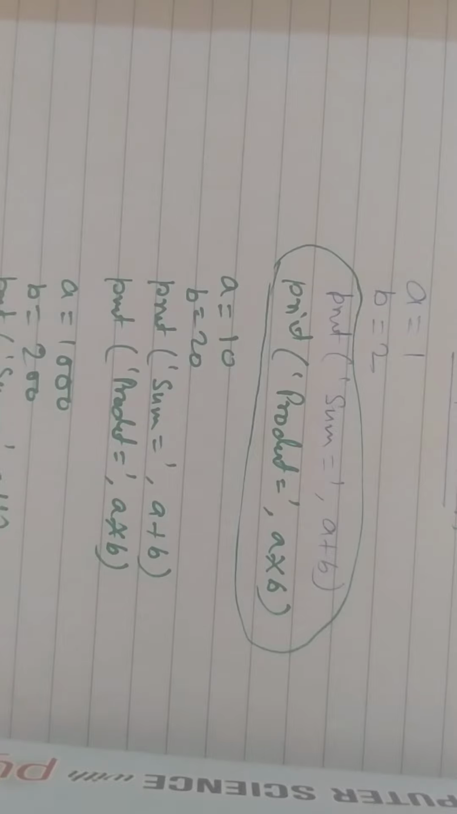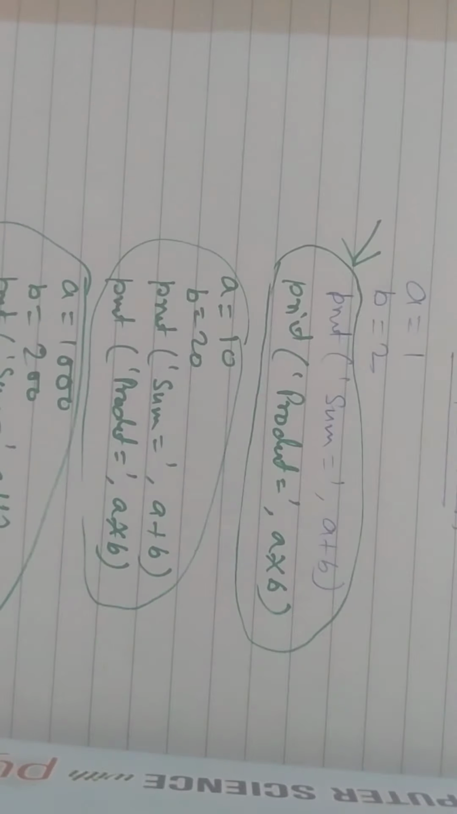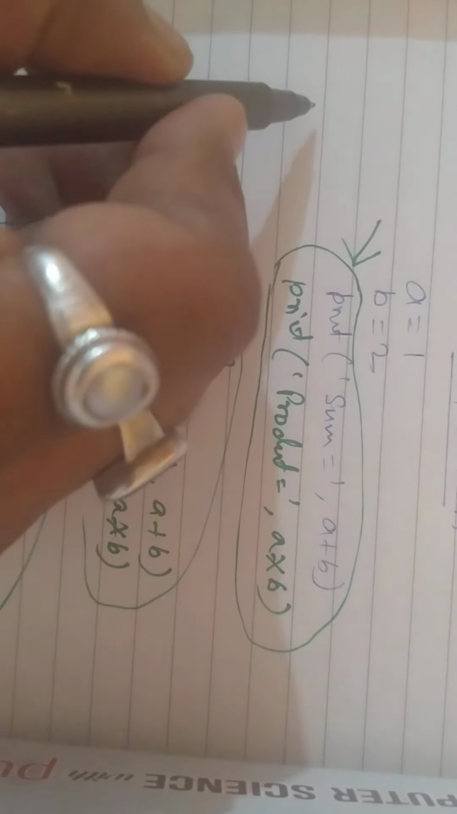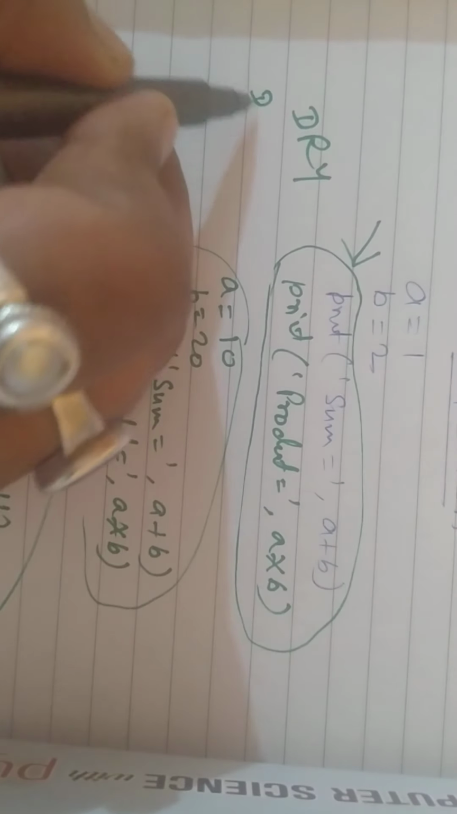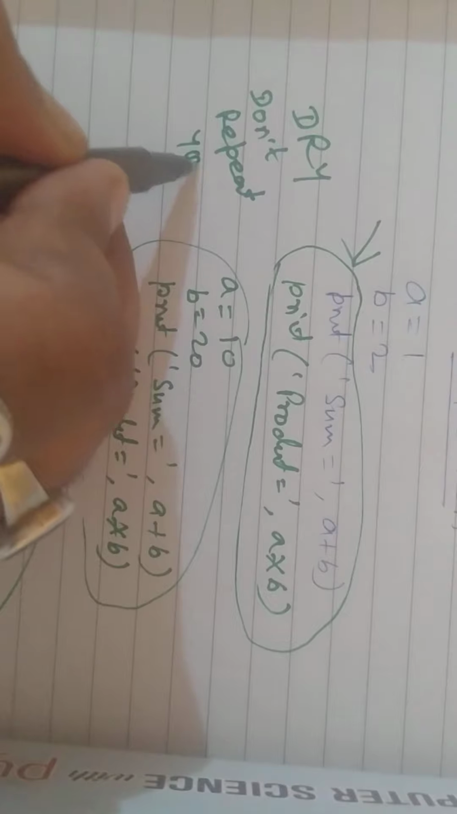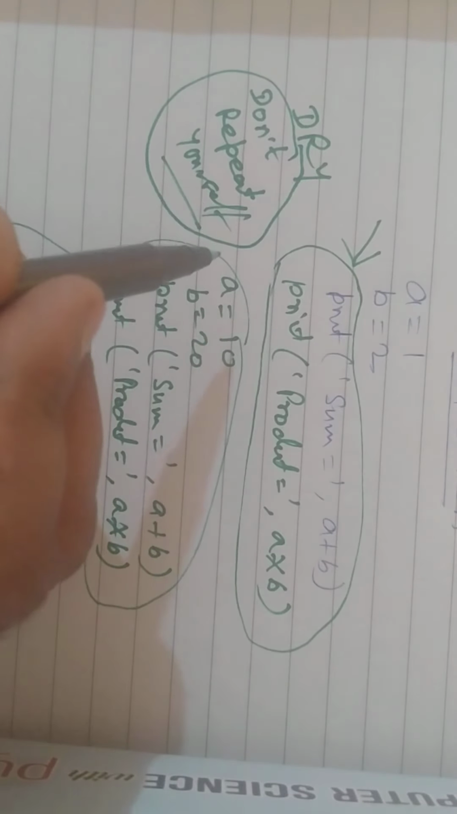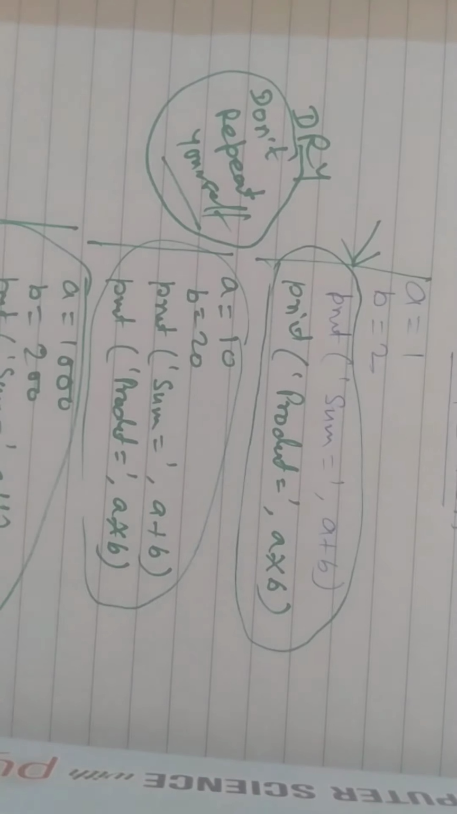Now look here. We have to perform the same set of statements for different values. Then we are repeating the statements, but it is the violation of the very basic concept of programming, that is the DRY concept. DRY means do not repeat yourself. It is the violation of this DRY concept because we are repeating the same set of codes repeatedly.